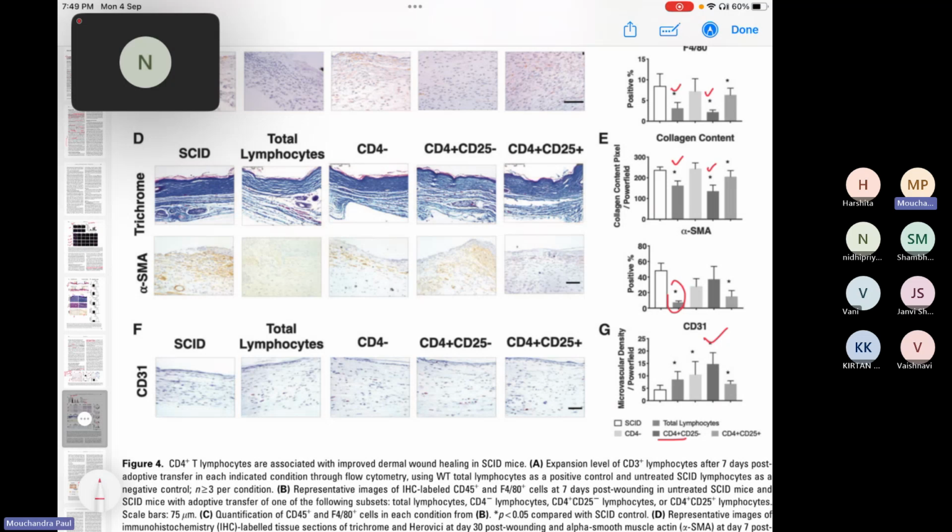And then the next is for the group CD minus, and the next highest is for CD, the total lymphocytes. So these are the top three groups where the level of formation of the blood capillaries have increased because of the presence of these lymphocytes.